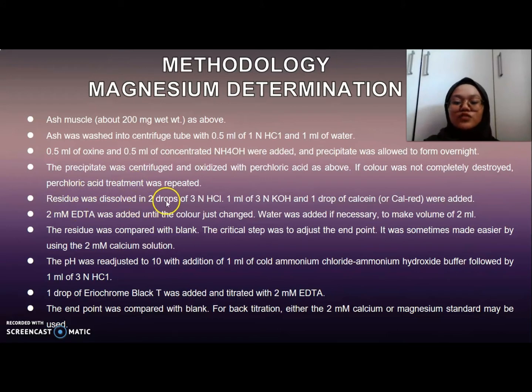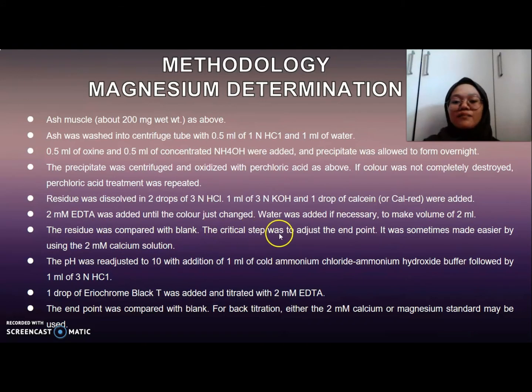The residue was dissolved in 2 drops of 3 Normal HCl, 1 ml of 3 Normal KOH, and 1 drop of calcein or chlorate was added. 2 millimolar EDTA was added until the color just changed. Water was added if necessary to make a volume of 2 ml. The result was compared with the blank.